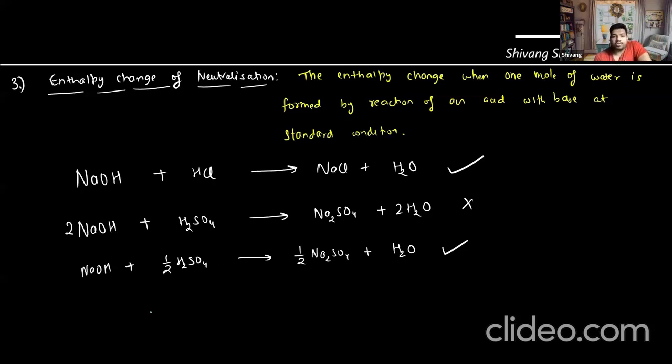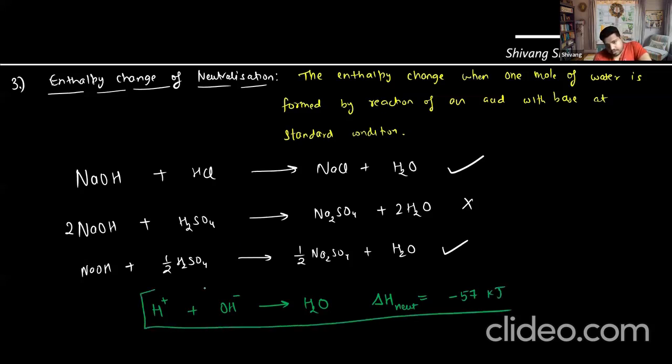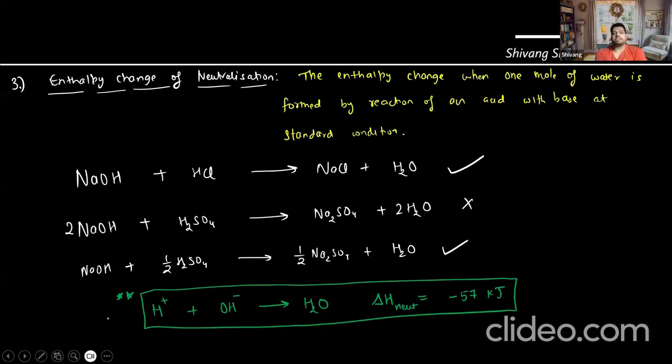One important information is whenever 1 mole of H plus ion combines with 1 mole of OH minus ions, the enthalpy change of neutralization is negative 57 kilojoules. Very important information. When 1 mole of H plus ions join with 1 mole of OH minus ions to form 1 mole of water, 57 kilojoules of energy is released. Okay. So in both of these reactions, because 1 mole of water is formed, it will be releasing 57 kilojoules of energy.